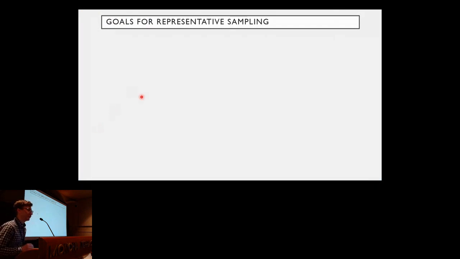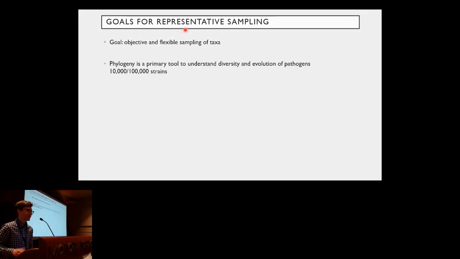Okay. So quickly, goals and motivation for this project. We wanted to develop a method for objective and flexible sampling of taxa on a phylogeny, and most importantly, it needed to be representative of the diversity that we observe on the phylogeny. The primary motivation for that was microbiology and virology in particular. So there we are routinely looking at trees with 10,000 or sometimes 100,000 taxa, and in many other areas of research too.